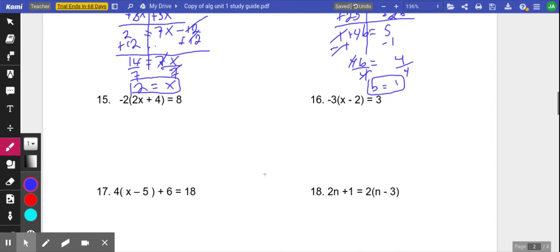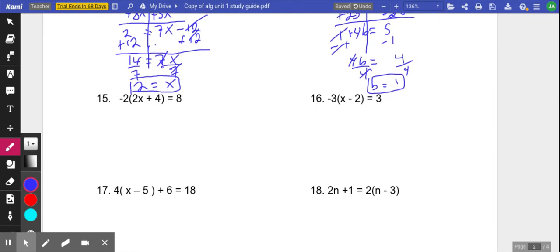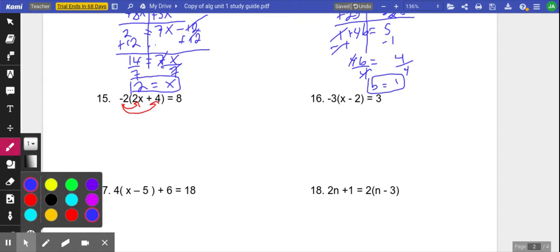All right, for 15, we need to distribute. I'm going to draw my arrows under here so it doesn't get in the way of that other problem. That was an ugly arrow, so let's fix that. Let's try again. Okay, so negative 2 times 2x, negative 2 times 4. All right, so negative 2 times 2x is negative 4x. Then negative 2 times 4 is going to give us minus 8 equals 8.